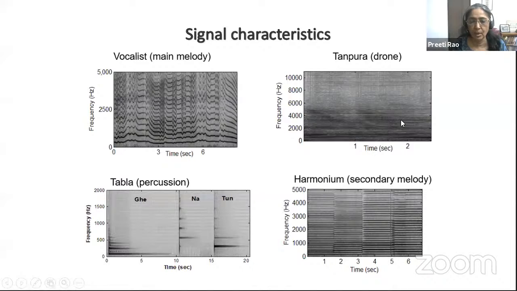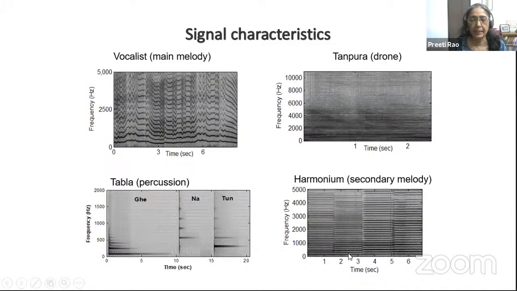It has all these horizontal components, static frequency components, depending on its tuning. The tabla itself, depending on what stroke is being played, has a completely different signature. The K is a very low pitched stroke with low frequency components, and the Na and Tun also have harmonics, but they tend to be more bright sounding.